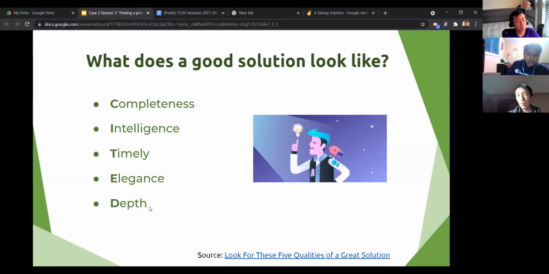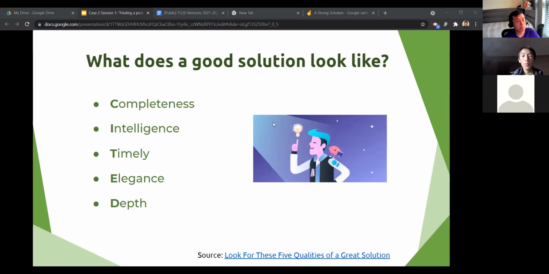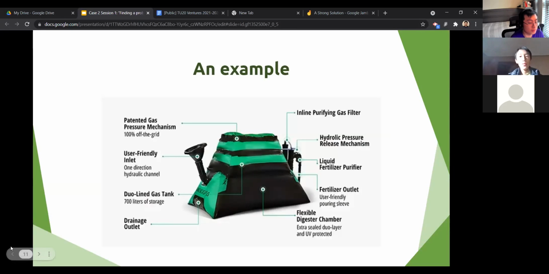And so what completeness means is, your solution is not just the product itself, but it also includes services which are necessary for the proper function of this product. So it comes with these services that might be needed after you sell the product. It comes with things like warranty and add-ons and other features which enhance the product's ability.